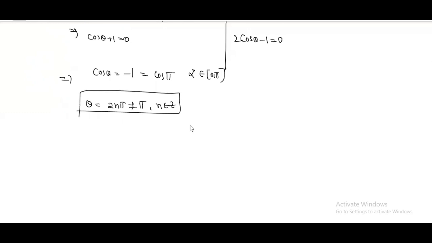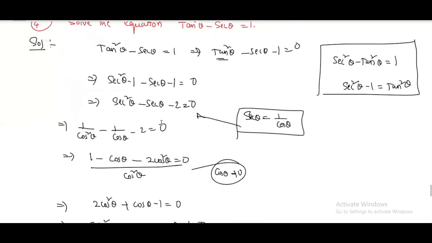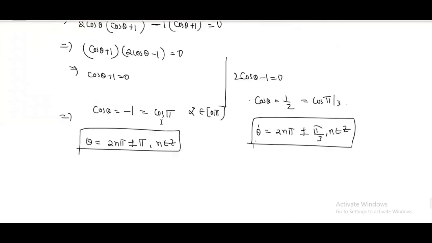So what is the second case? 2 cos theta minus 1 is equal to 0, from where you will get cos theta is equal to 1 by 2. This is possible for cos 60, so we can write cos pi by 3. So here also theta is equal to 2n pi plus or minus pi by 3, where n belongs to integers. So these are the two different general solutions you will get for the given question, tan square theta minus secant theta is equal to 1. So this is one more question.